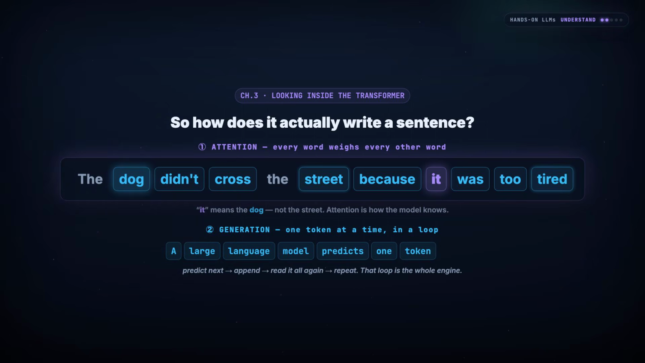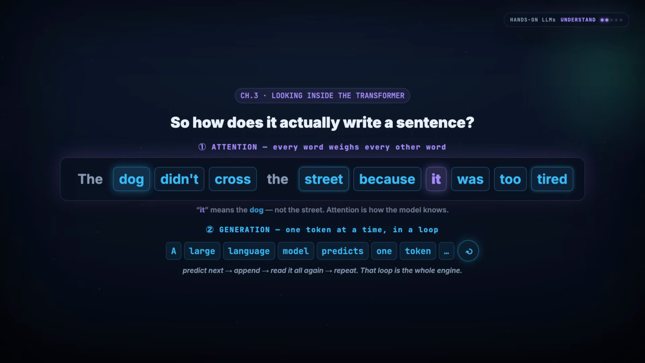Attention is how the model knows it means the dog, not the street. And then the second big idea, the model writes one token at a time. It predicts the next token, adds it to the sentence, then reads the whole thing again to predict the next one, over and over in a loop.